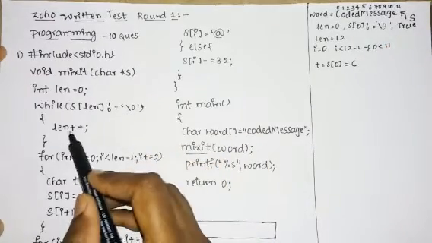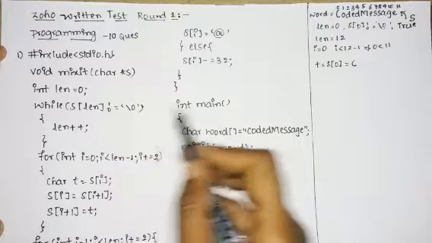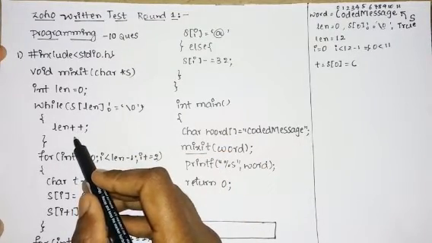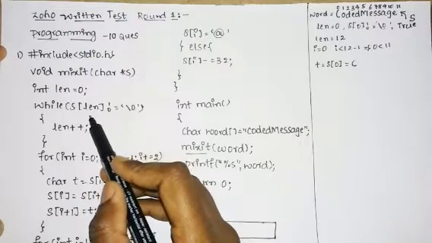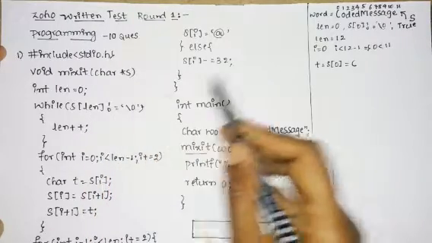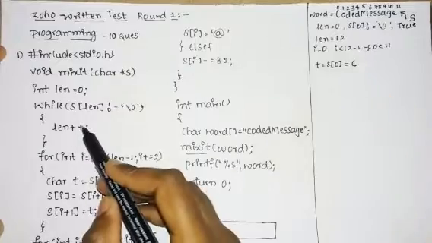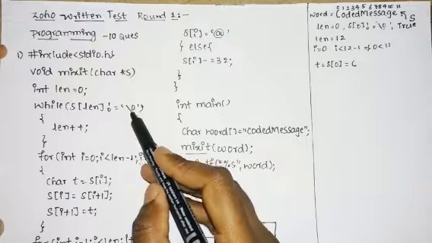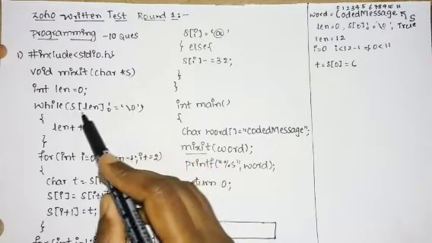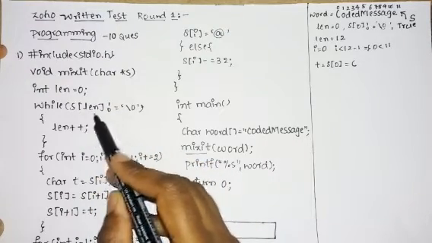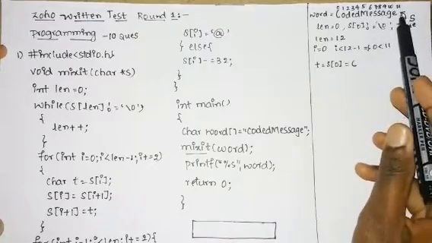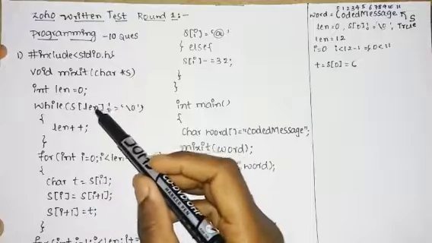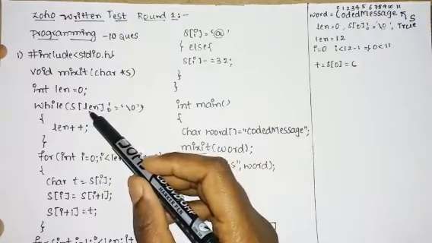So the condition is true, and again you increment the length. Now length becomes 3. Again s of 3 is not equal to null, the condition is true, and the length is incremented again. It keeps incrementing the length until it reaches the null character of the string. Then it comes out of this loop and enters the for loop.